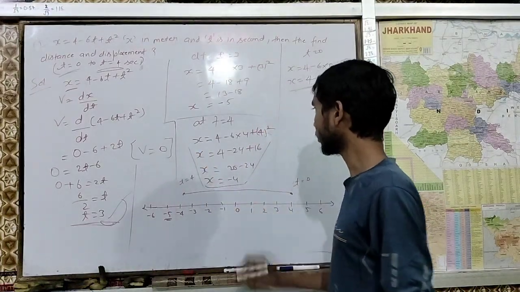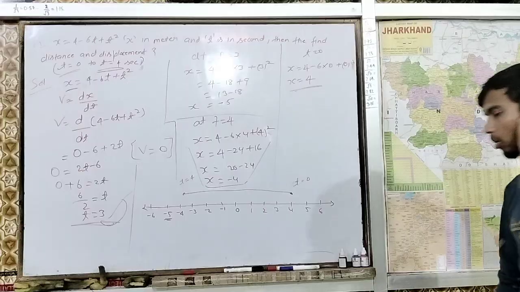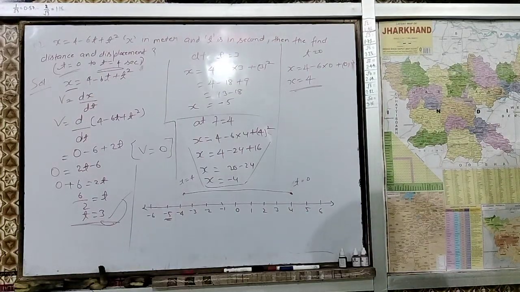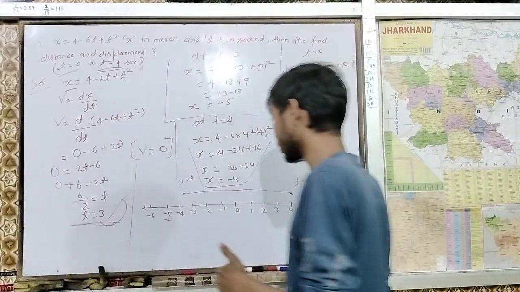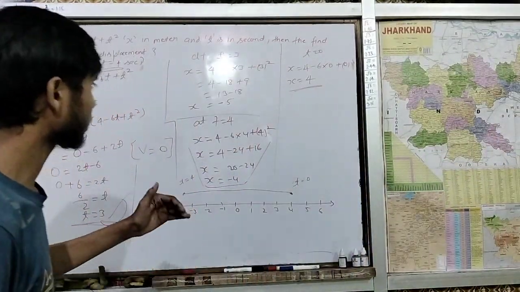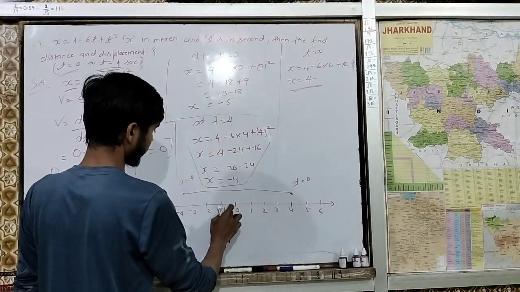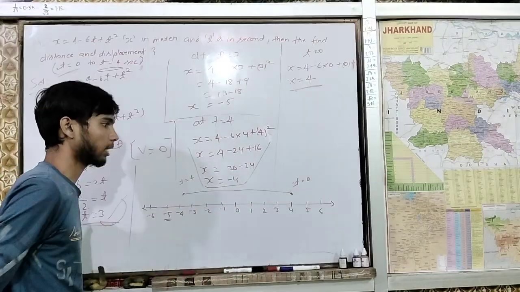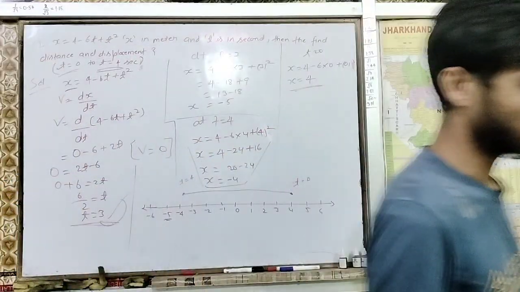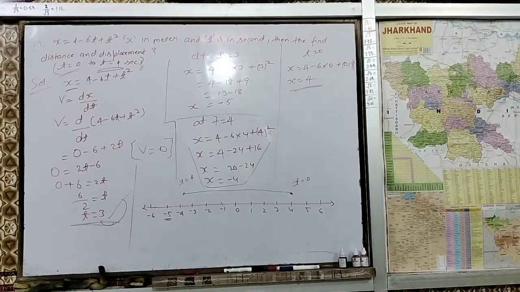Clear? Now, what are you understanding? How much distance is this object covering? This 1, 2, 3, 4, 5, 6, 7, 8. 8 meter.